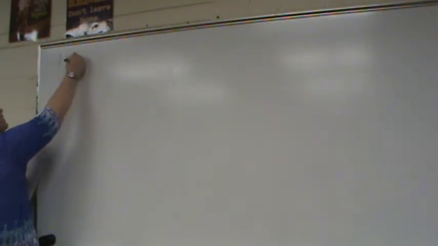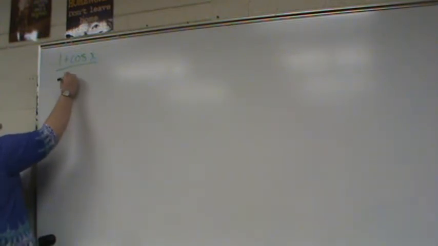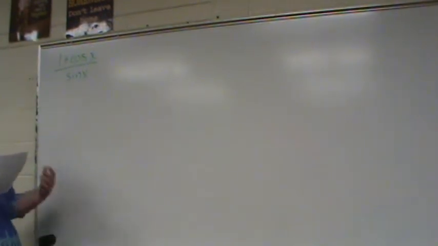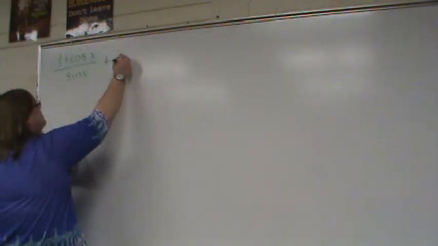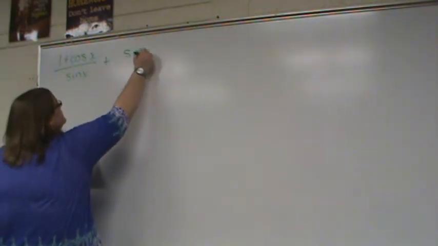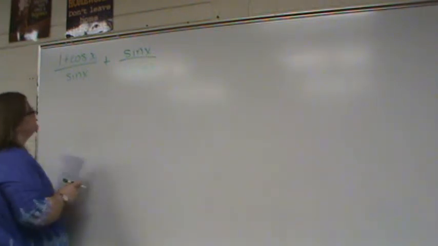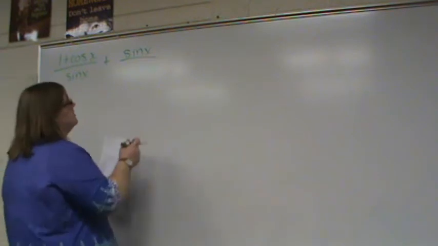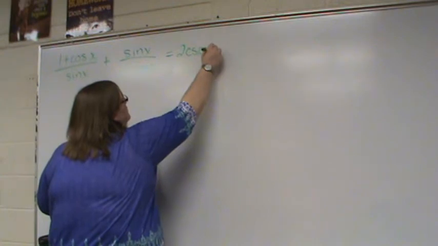All right. So number 6, we have 1 plus cosine x over sine x. We've got 2 more examples. And we're adding this to sine x over 1 plus cosine x. And that equals 2 cosecant x.